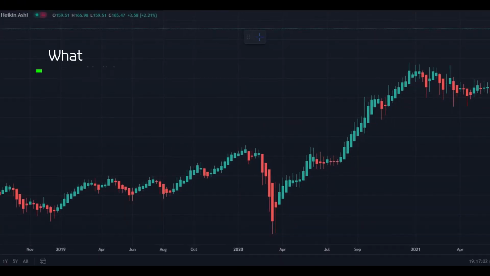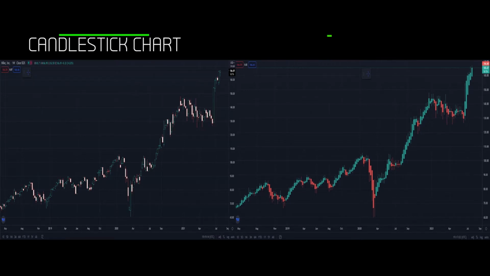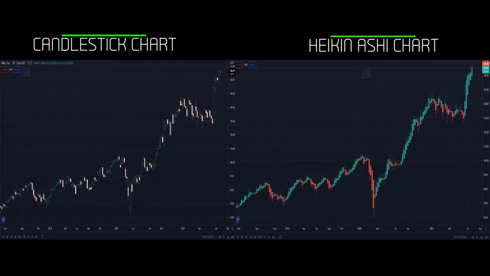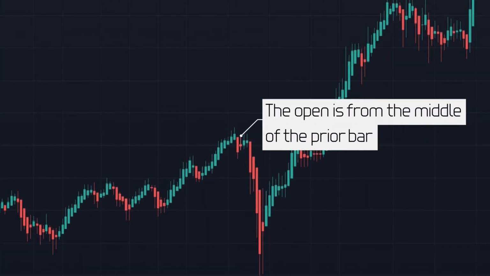Heikin Ashi is simply a type of chart like a bar chart or candlestick chart. The key difference, however, is that it uses a formula to construct the price instead of using the actual price. Take a look at the Heikin Ashi chart next to the candlestick chart so you can see the difference. The Heikin Ashi chart smooths out the price action, which helps reduce the noise on the chart and can help analyze trends more clearly. You may have also noticed that each Heikin Ashi bar always opens from the middle of the previous bar because of the formula used to calculate it.